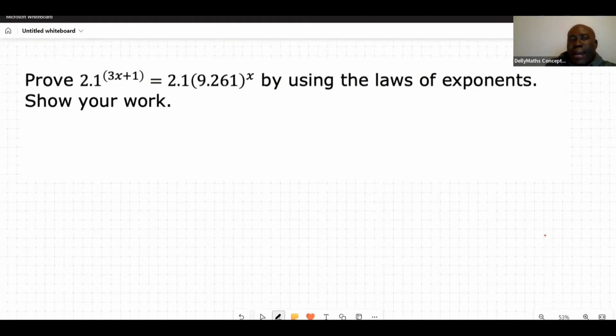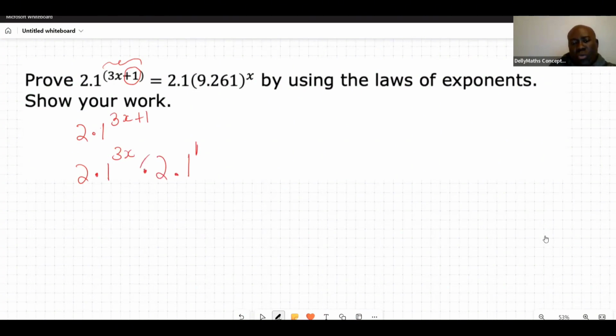Again, I'm going to take a look at my exponent. So my exponent is up here. The fact that I'm seeing addition means that I was actually multiplying the same base. So I'm going to take this 2.1 raised to the 3x plus 1, and I'm going to break it apart. So I'm going to rewrite that as 2.1 raised to the 3x times 2.1 raised to the 1, right?